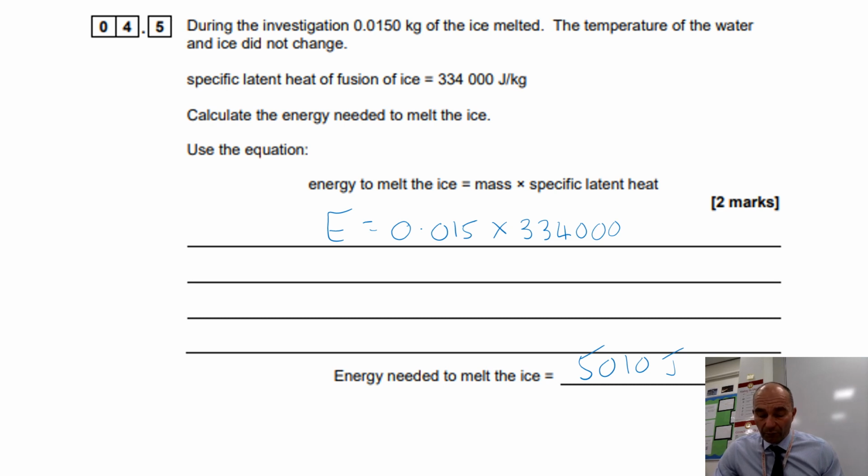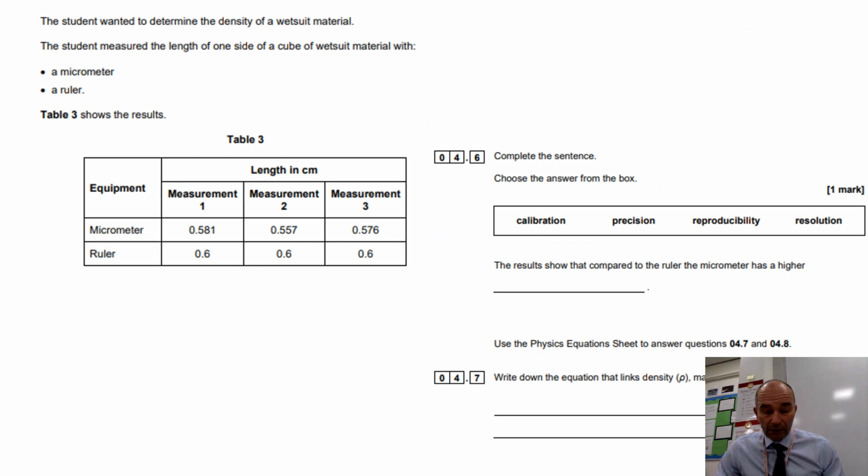This question is probably tricky, just to make sure that you use your calculator properly, you put your numbers in correctly, especially with 334,000 and also with your decimal place on the mass. But you should look at that as being fairly easy marks. Now we've got some data and we're trying to work out the density. So you've got the table of results there.